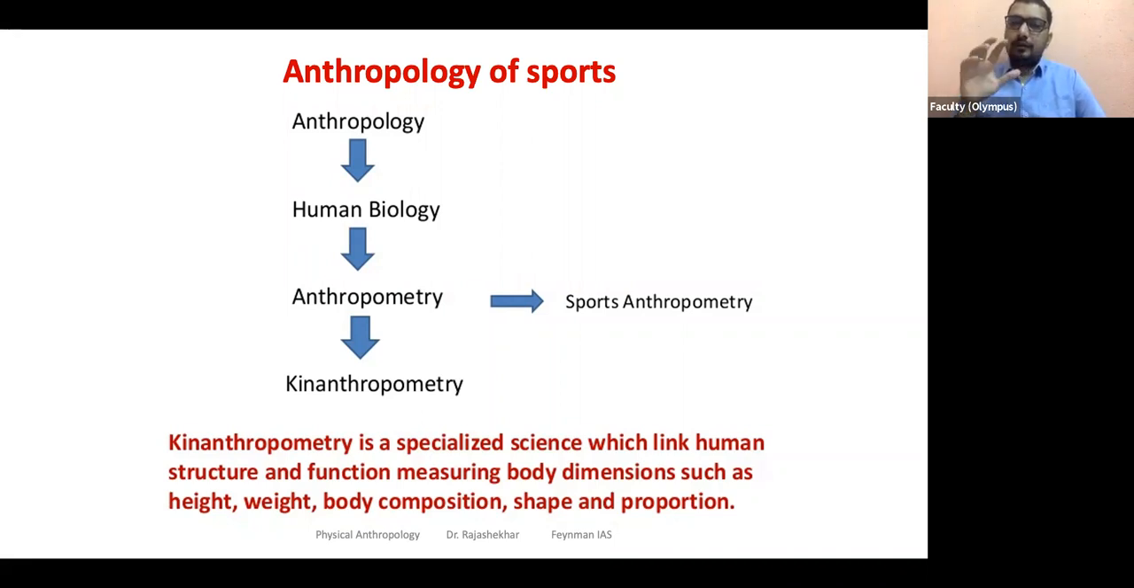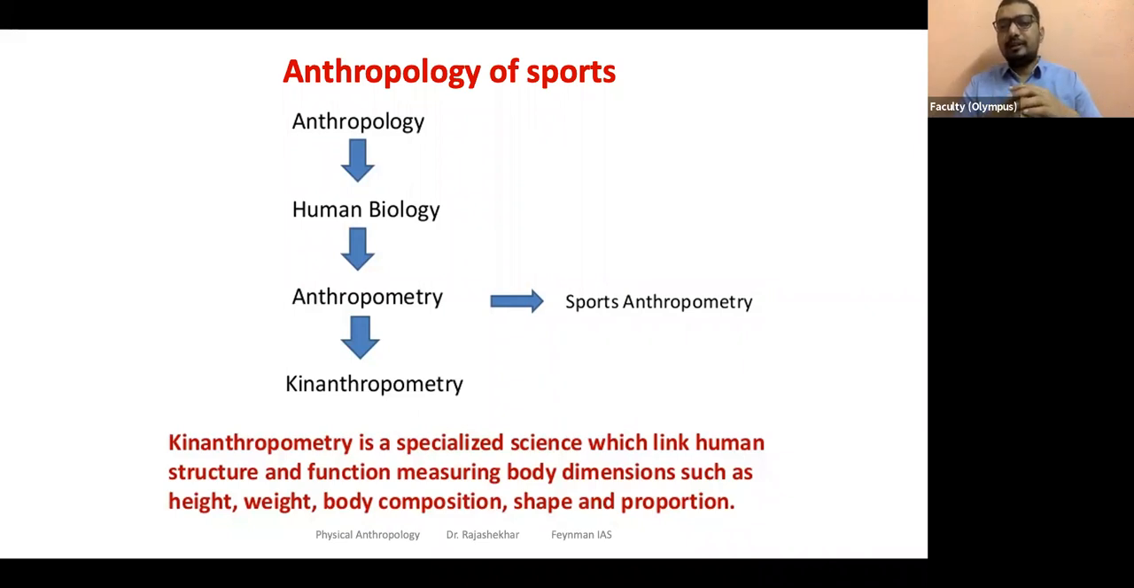Anthropology gives us a connection to the human biological component, especially the physical anthropology part. And especially we have to use the technology or process called anthropometry, which I briefly explained to you with respect to somatotyping. What is anthropometry? Metry means measuring something. Measuring what?